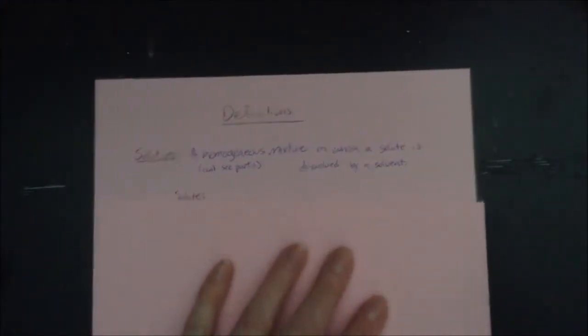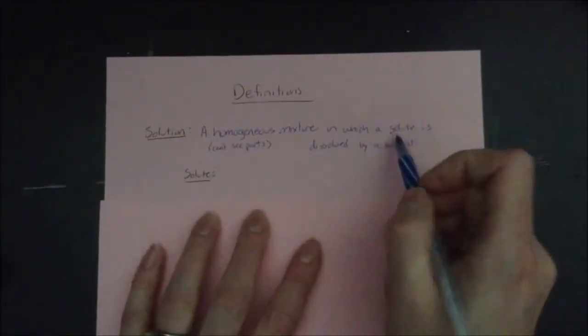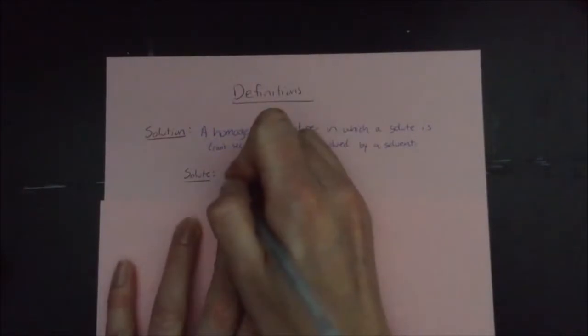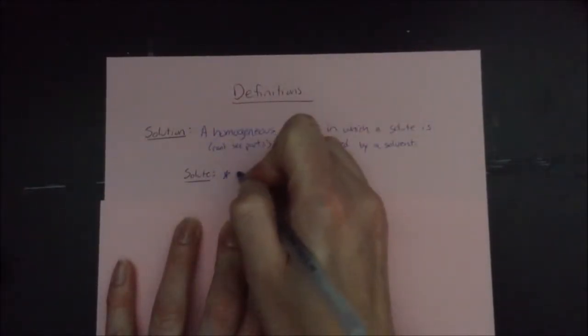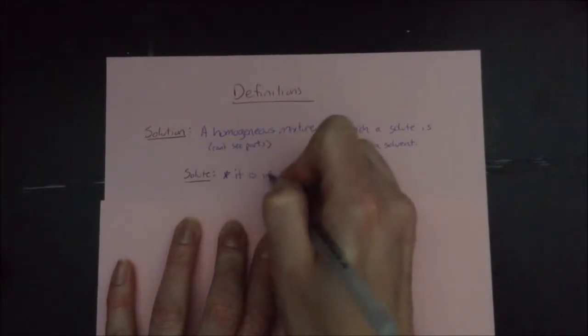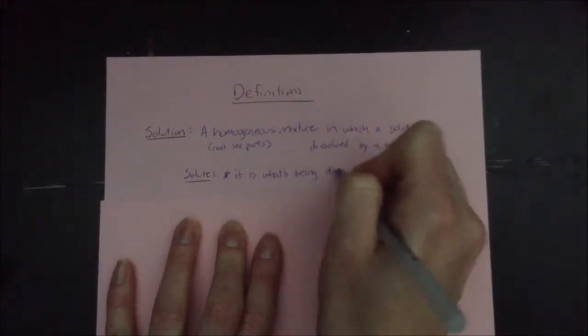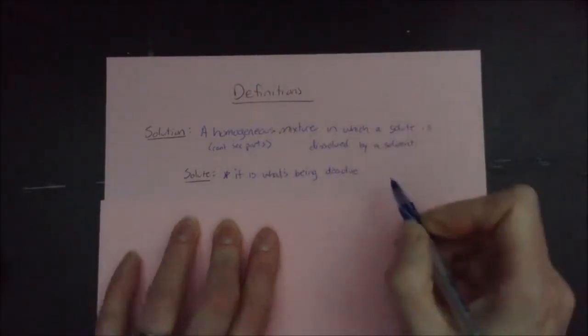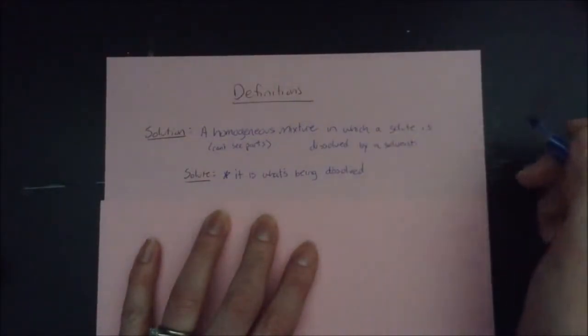Remember, it's a homogeneous mixture. Our next definition, in order to understand this first one, is what's a solute? Well, there's two ways to think about it. The first way is that it is what's being dissolved. If you put some salt in some water, the solute is the salt. The salt is being dissolved in the water.